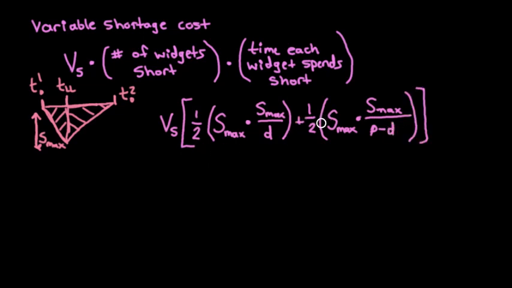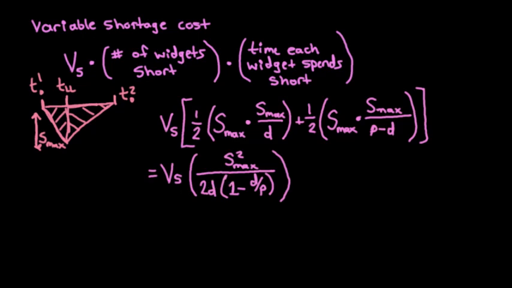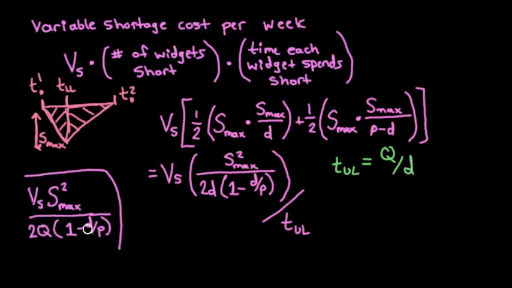And if you like algebra, you can go through and do the simplification yourself. But this is what you end up with in the end. And remember that we want the variable shortage cost per unit time, and in this case week. So we've got to divide all that by T_UL. T_UL equals Q over D. So finally we end up with our variable shortage cost per week, which is this expression right here.